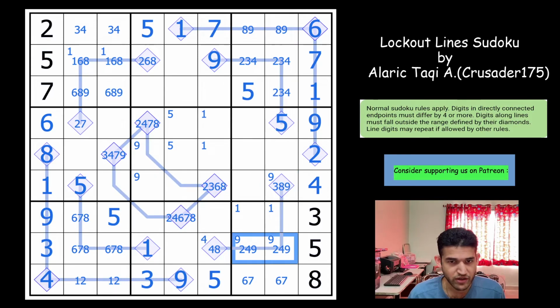Then both 4 and 9, I'm sorry, what is going on? Then both 4 and 9 will be eliminated from these two cells, and that cannot work. So that's not a 9. That's a 3 and 8.